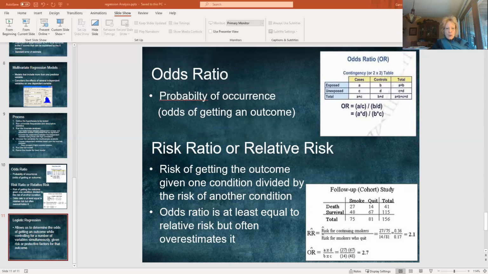Now, how are we going to interpret this? What happens is you get an odds ratio, and that's the probability of occurrence, the odds of getting an outcome. And sometimes it is more meaningful clinically to have it explained as a risk ratio or the relative risk. And that's the risk of getting the outcome given one condition divided by the risk of another condition. So the odds ratio is at least equal to a relative risk, but often overestimates it.